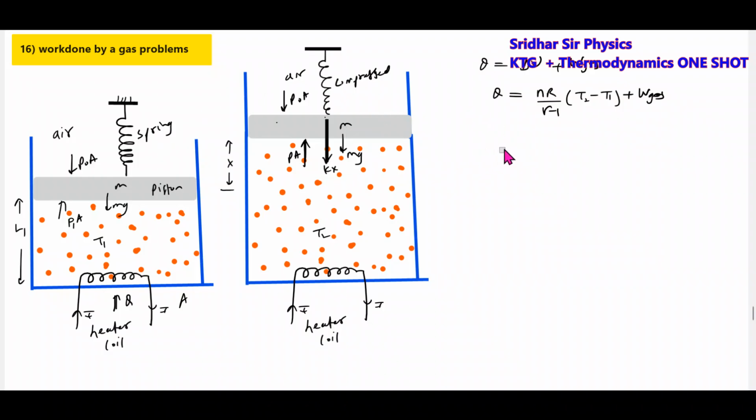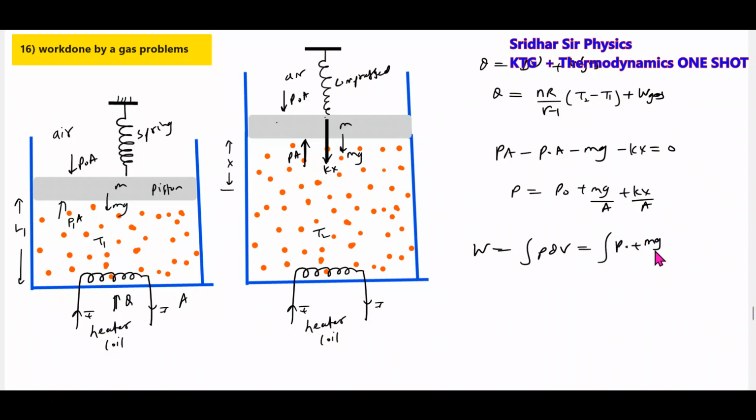Then work done. So here we equate the forces. PA minus P naught A minus mg minus kx equals 0, or P equals P naught plus mg by A plus kx by A. Work done equals the integral of P dV. This is P naught plus mg by A plus kx by A. What is the change in volume? A into dx, from 0 to x. So this will become P naught Ax plus mgx plus kx squared by 2.